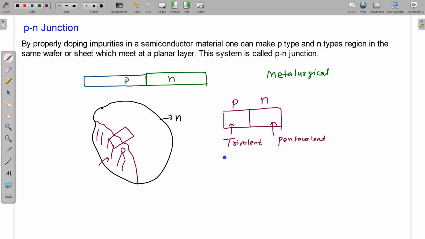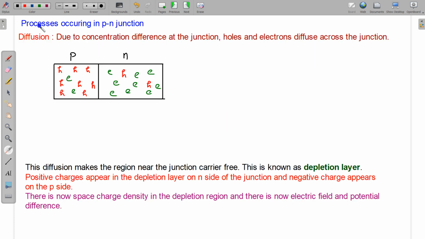So the concentration of acceptor atoms and the concentration of donor atoms may be the same or may be different on the two sides. Depending upon our use, we can form such kinds of p-n junctions. Now, what are the processes which occur in a p-n junction? There are two main processes: one we know as diffusion, and the other we know as drift.